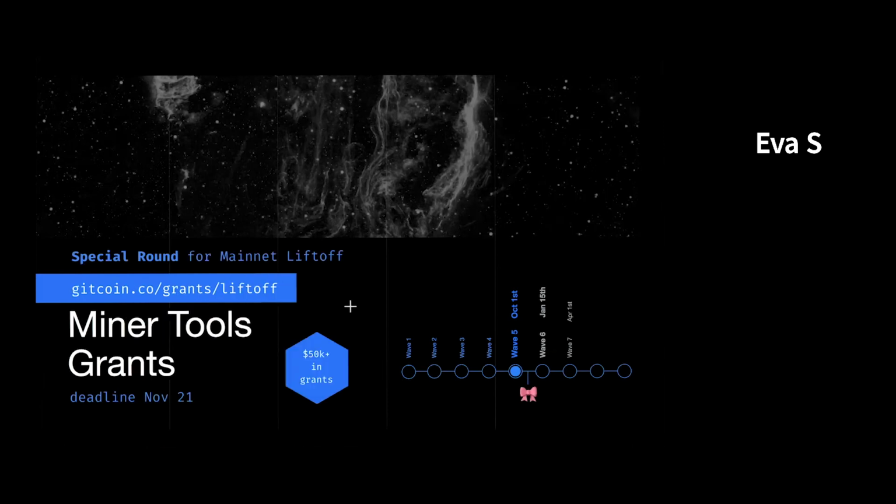We currently have a special round for mainnet liftoff of grants for tools to support Filecoin miners. The deadline for proposals for this is November 21st, and we have a $50K budget in grants for this. This is going to be part of the Gitcoin CLR quadratic funding program.